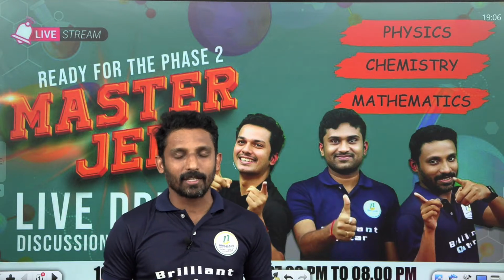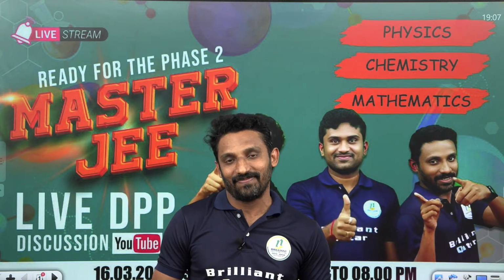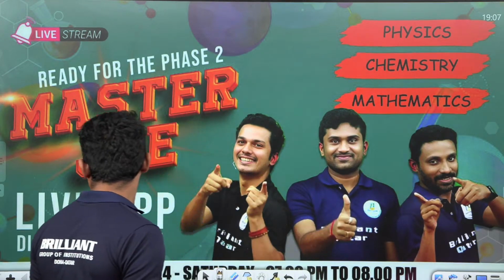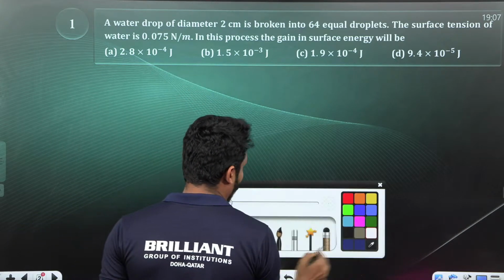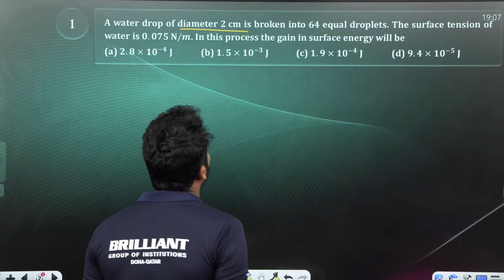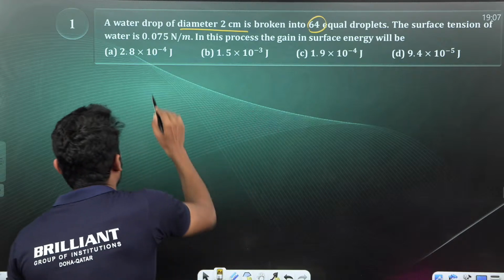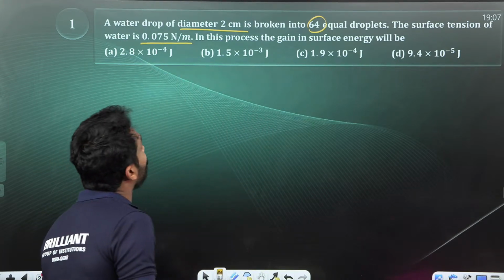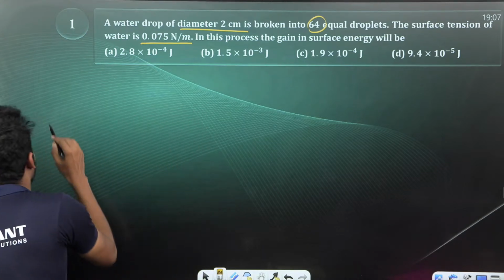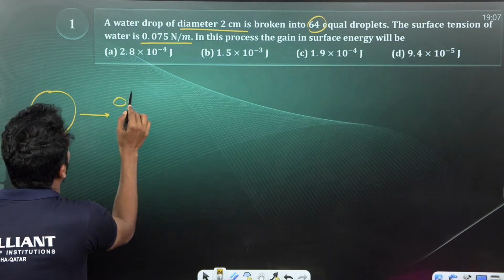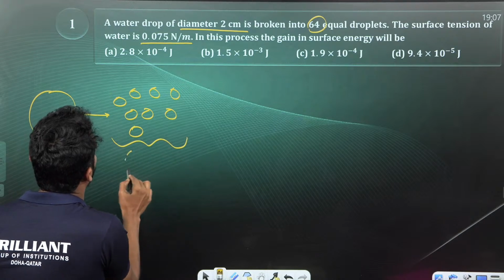Today we discuss the important chapter Mechanical Properties of Fluids in our live DPP session. The first question is: a water drop of diameter 2 centimeter is broken into 64 equal droplets. The surface tension of water is 0.075 Newton per meter. In this process, the gain in surface energy will be? Here a bigger drop is split into 64 identical drops.